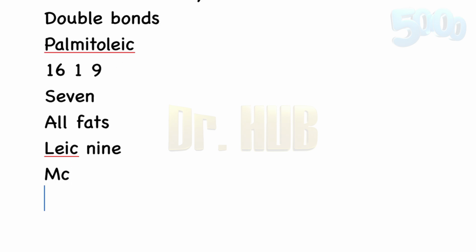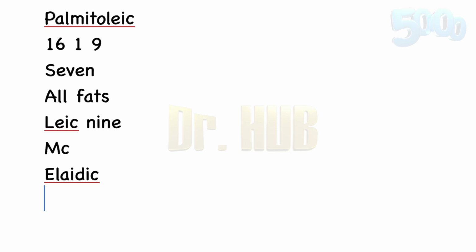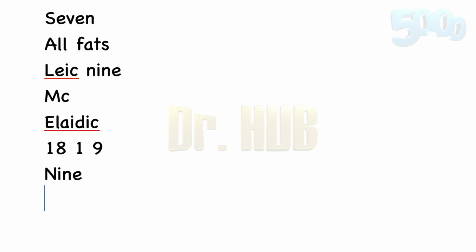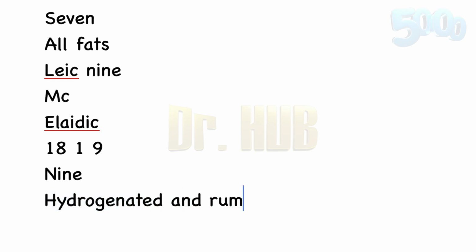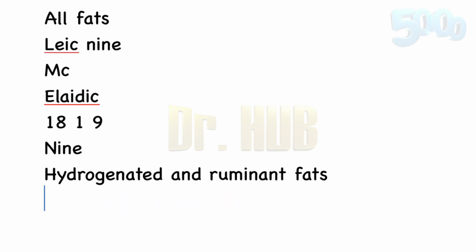Next we have the elaidic acid. Elaidic has 18 carbon atoms and 1 double bond again. It is present in the omega-9 family, and elaidic acid is found in hydrogenated and ruminant fats.